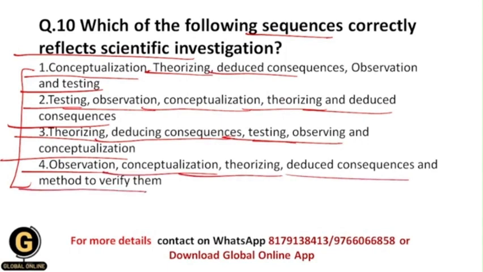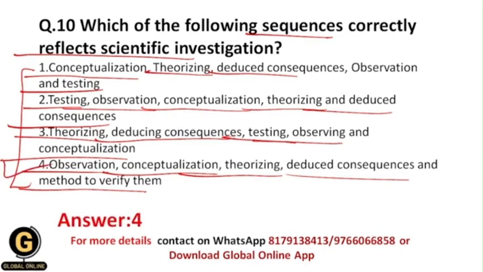So basically students, first of all, within the scientific investigation, the first thing that we need to do is observation, because through observation only we can identify the research problem in the society or the research problem in front of us, and that's why your first step should be observation. From these options, only the fourth option is the one in which the first step is observation, and that's why your correct answer should be 4.